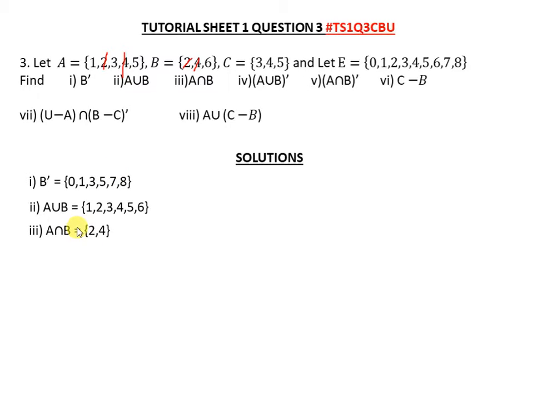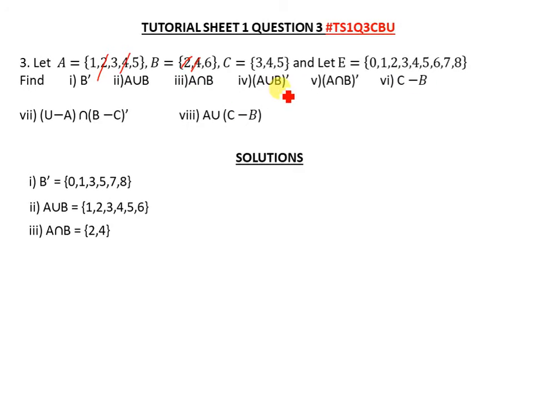You move on to the third question, which is A intersection B. Intersection simply means we're looking for the common elements between the two or more given sets. So the common elements between A and B are 2 and 4. These are the same ones which I marked earlier: we have 2 there, and we have 4 there. These common elements are the ones that you list.